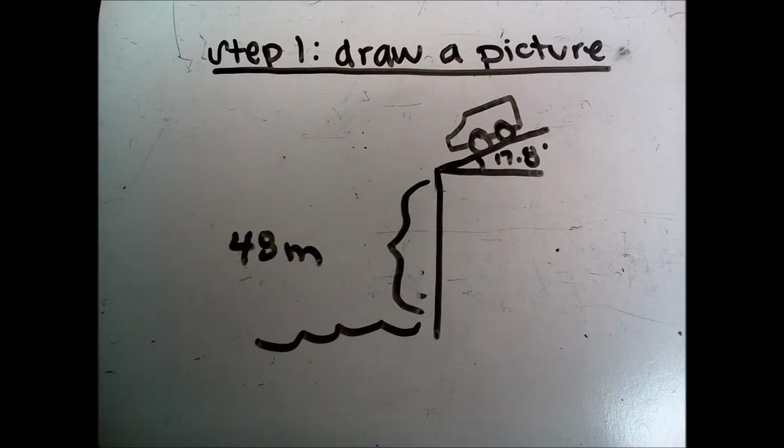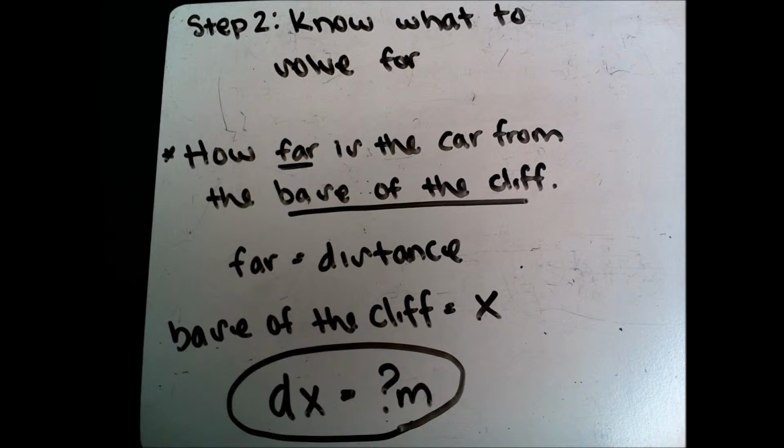Step 1 was to draw a picture, so I drew a picture of a car above an incline of 17.8 degrees, and it is above a cliff that is 48 meters high. Step 2 is to know what to solve for. How far is the car from the base of the cliff? Far equals distance, and base of the cliff equals x. Therefore, we must solve for dx in meters.